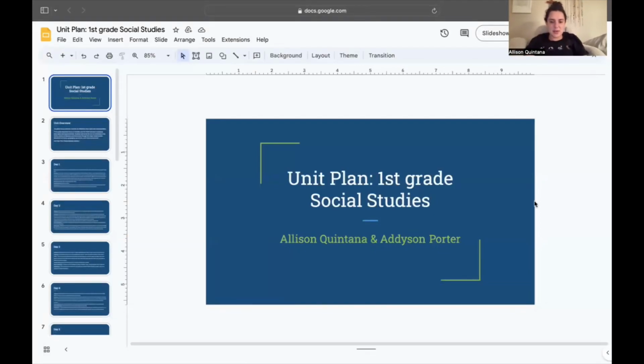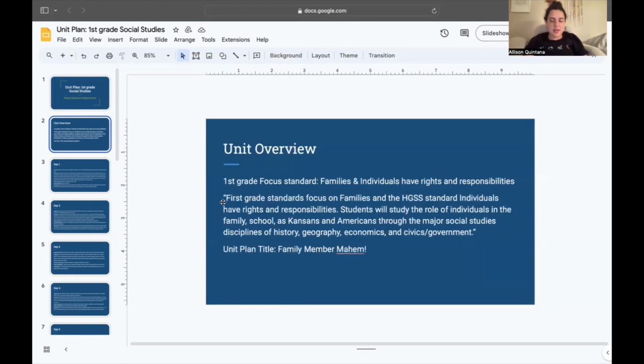Hello, everyone. So I will be talking about the beginning of our unit plan, which is first grade. Our standard is families and individuals have rights and responsibilities, really diving deep into that family, the roles of different family members, and our unit plan title is Family Member Mayhem.